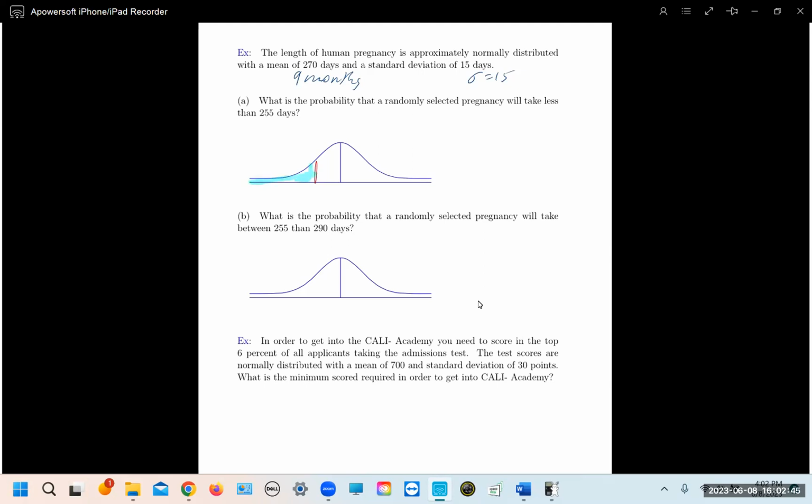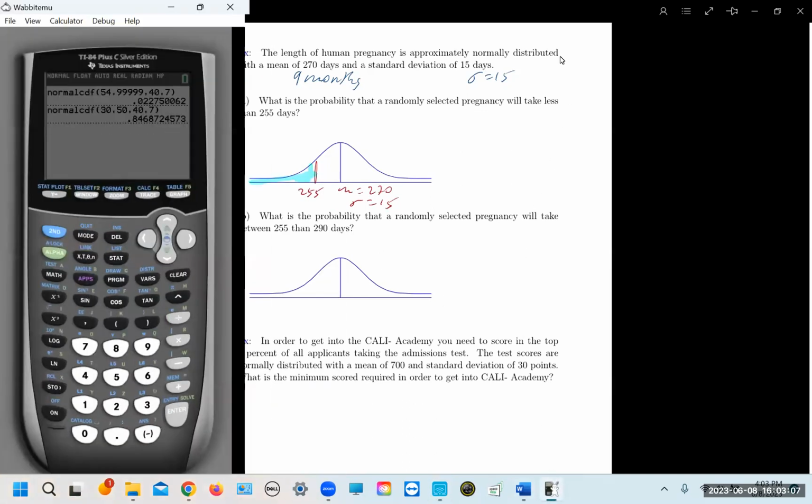So we're looking for this, and we know this one is 255, and mu is 270, and the sigma is 15. No, 15, not 18, 15. So we do the same thing. I bring up the calculator. I hope everybody can see my calculator.